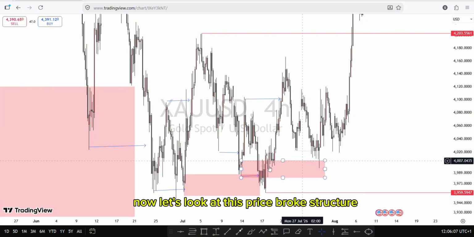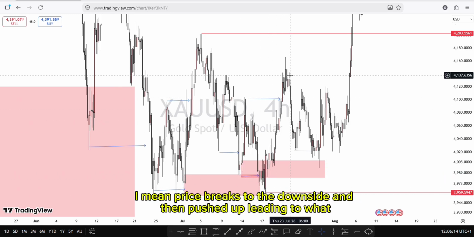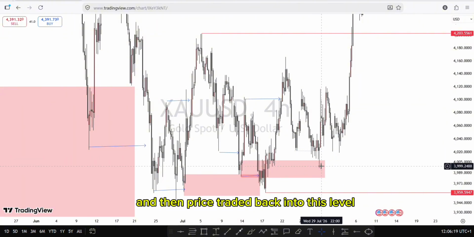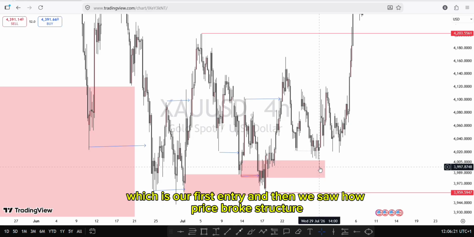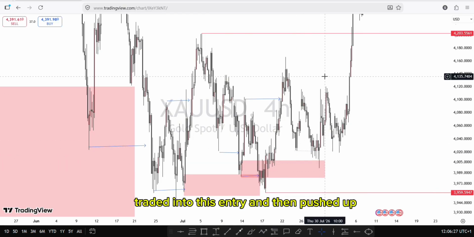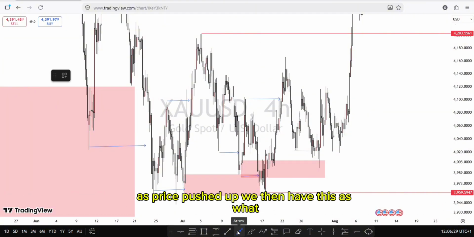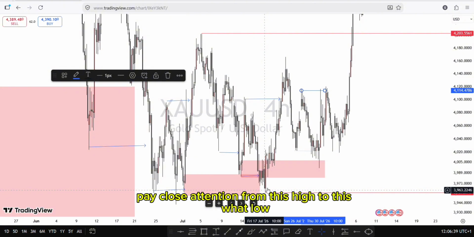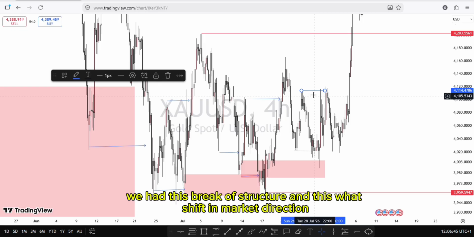Now let's look at this. Price broke structure. Price breaks structure to the downside and then pushed up, leading to what? Internal shift in market direction, and then price traded back into this level, which is our first entry, and then we saw how price broke structure, traded into this entry, and then pushed up. Pay close attention, please. As price pushed up, we then have this as what? A shift in market direction again from this high to this low. Pay close attention. From this high to this what? Low. We had this break of structure and this what?